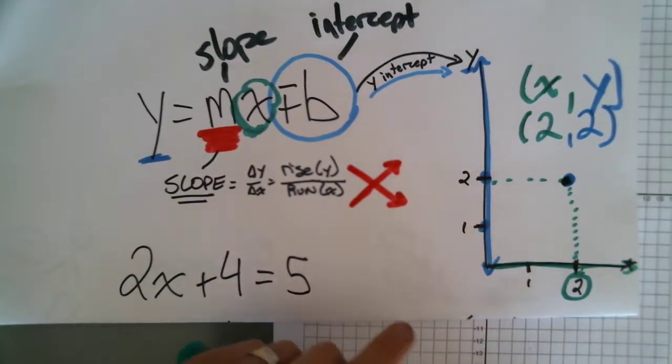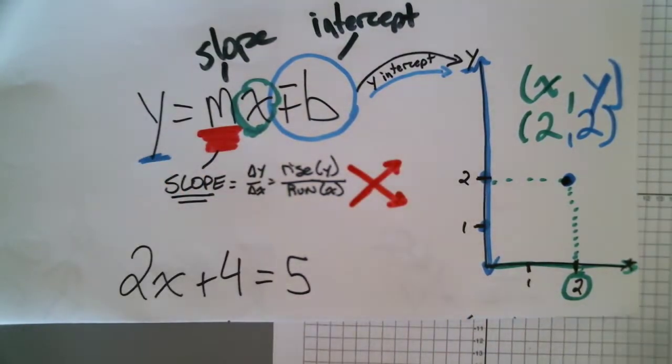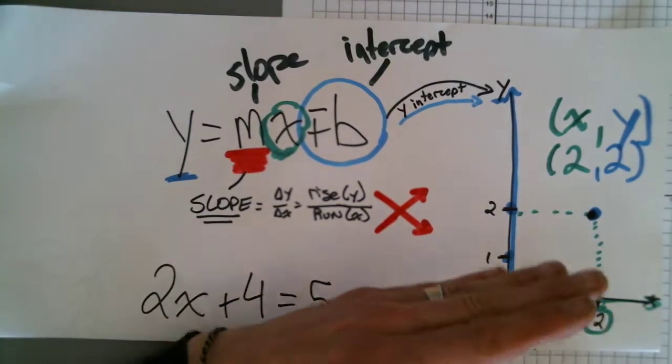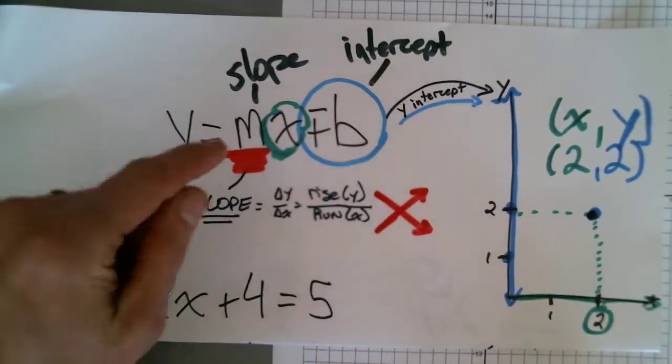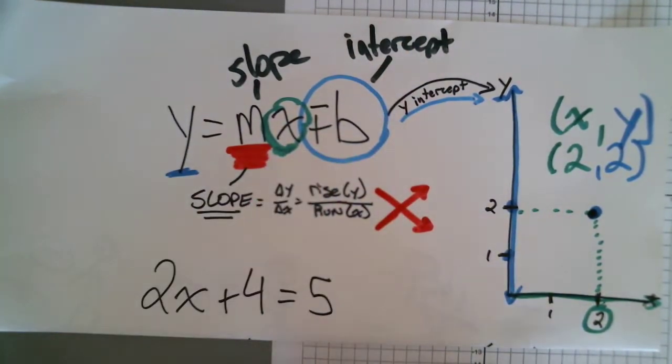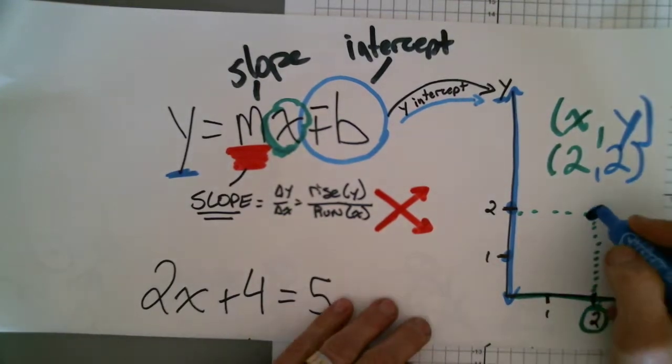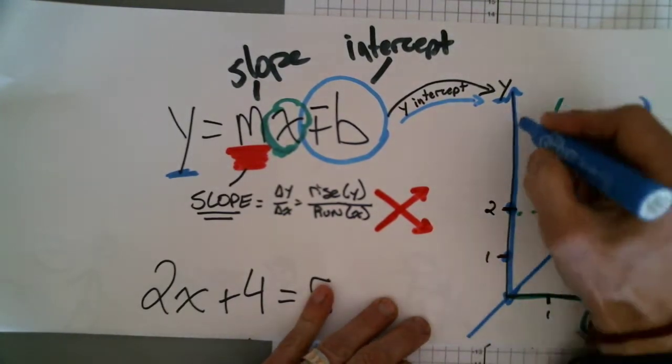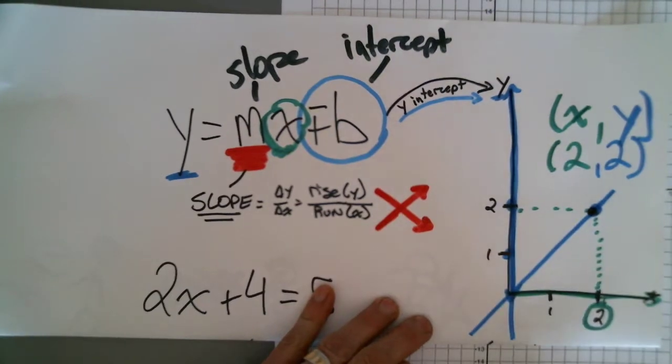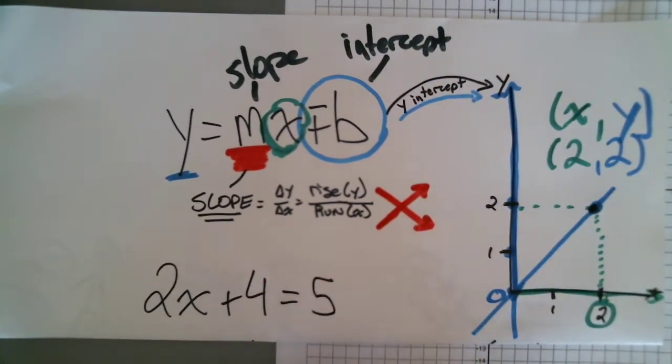Okay? So, y equals mx plus b, that tells us m is how fast the line is going up. The b is going to tell us where it crosses the y-axis. This one crosses at 0. Right? Keep that in mind.